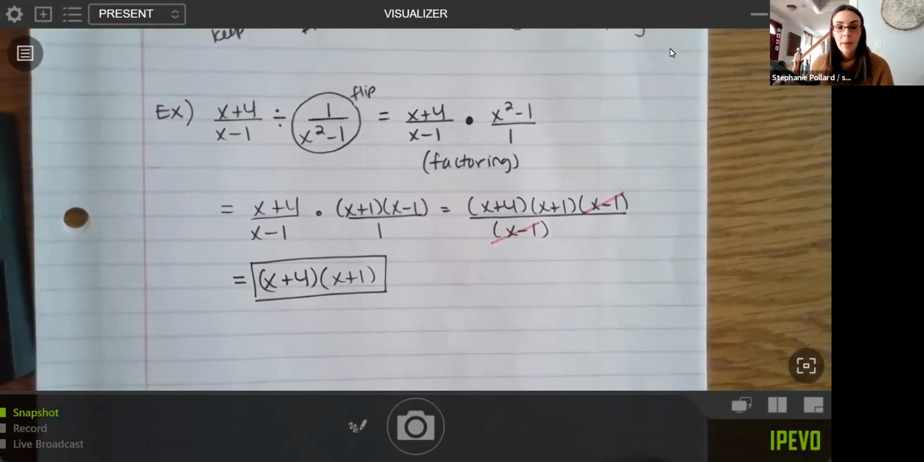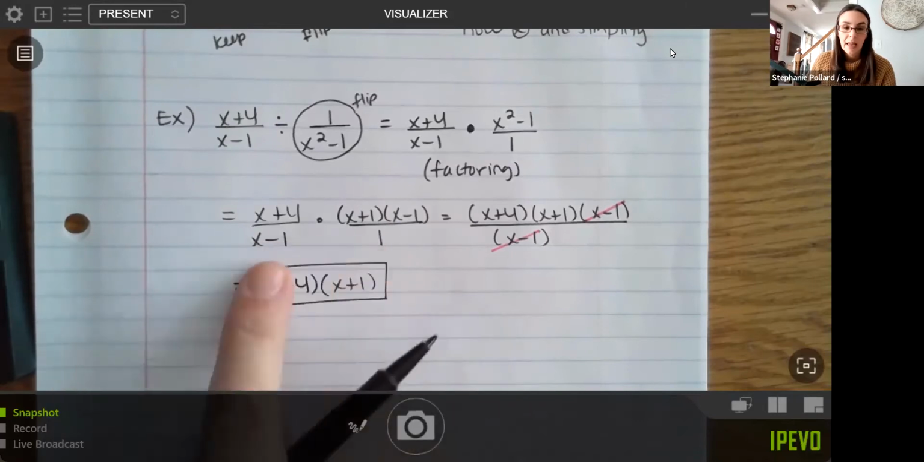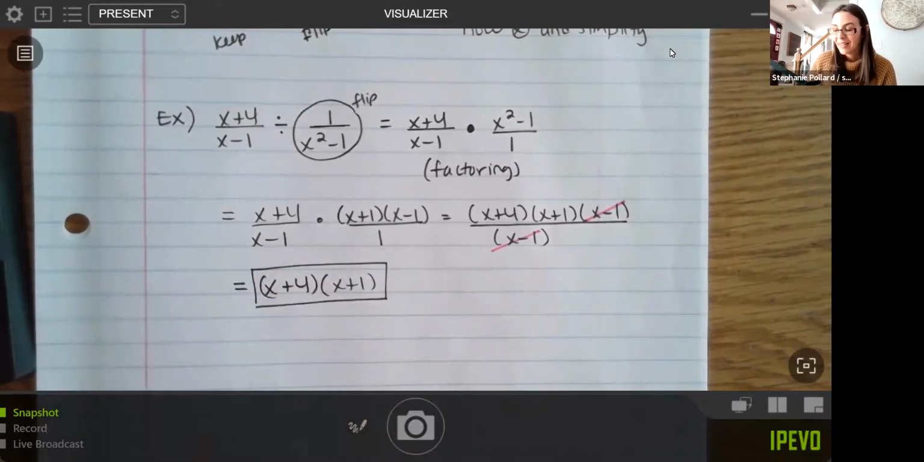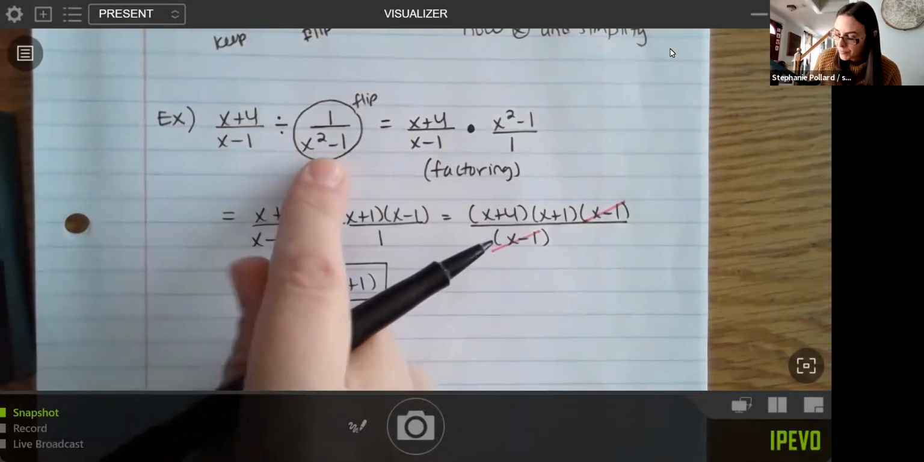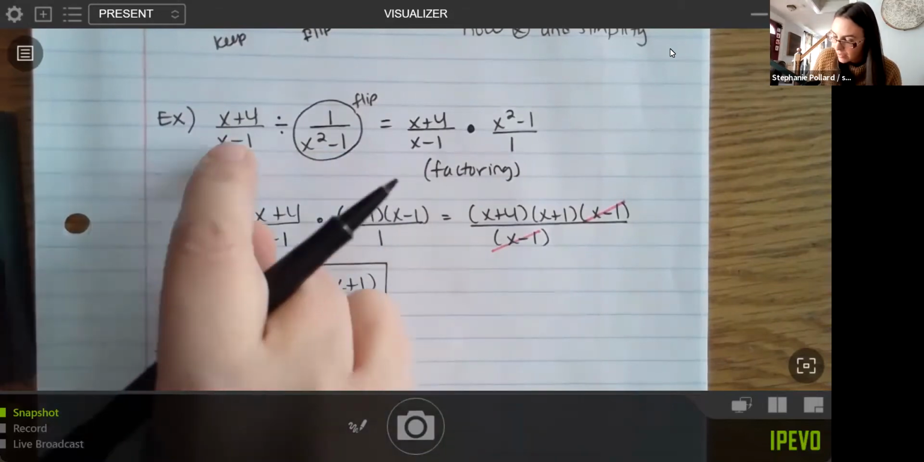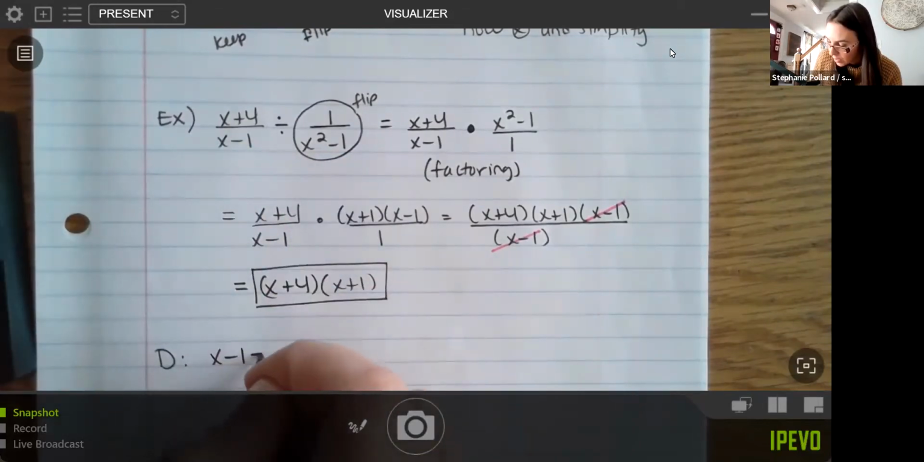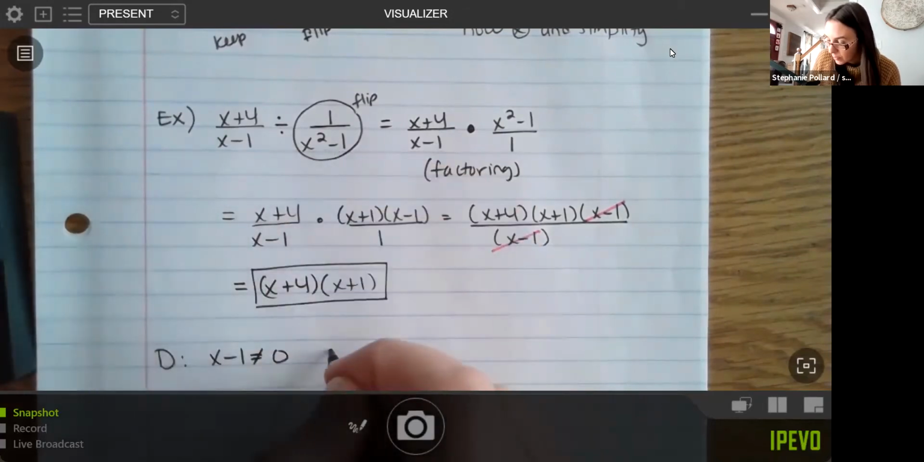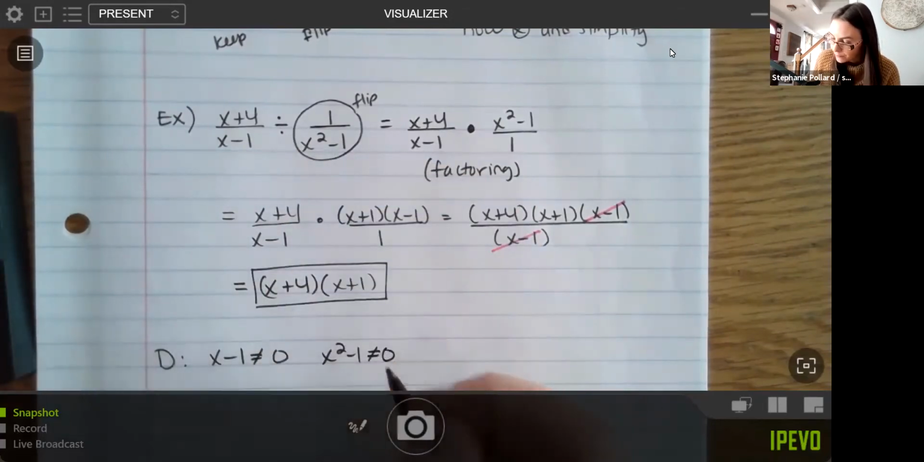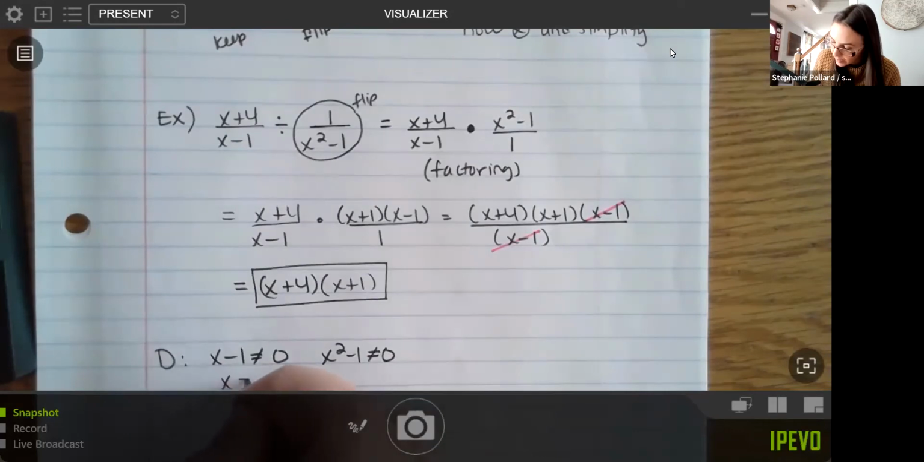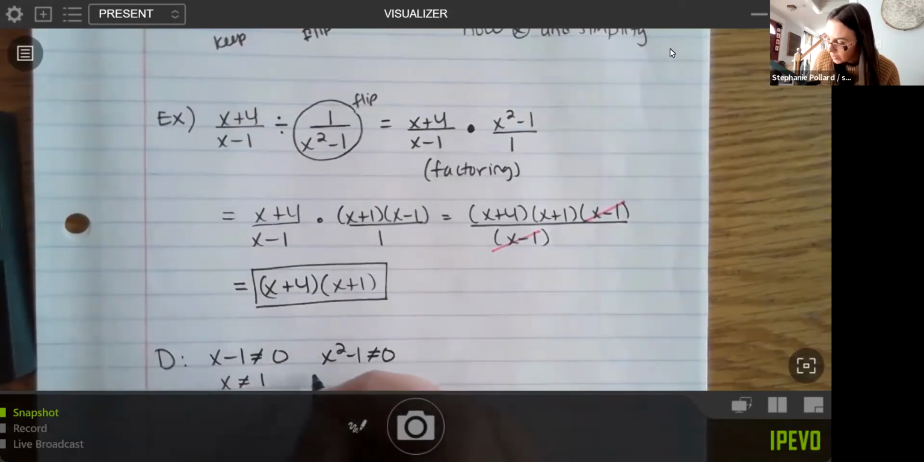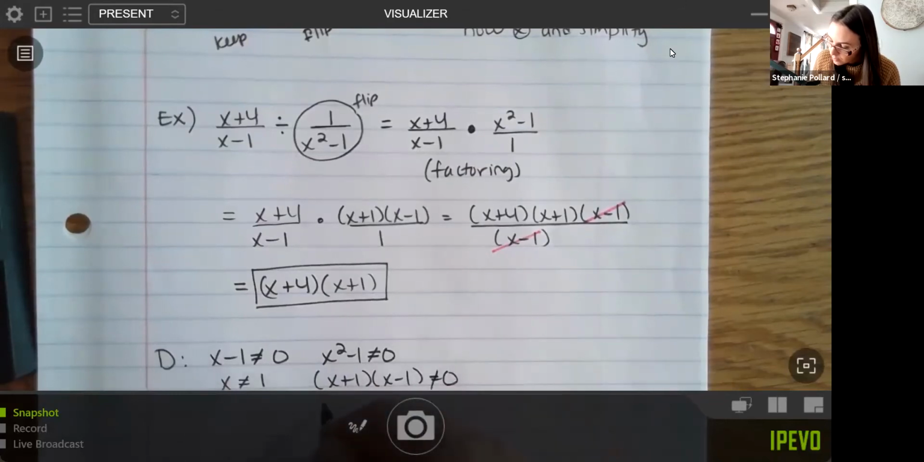All right, let's talk about our domain here. Now, I don't see any domain issues in my answer, but I definitely had fractions right at the beginning. So I do need to make sure that my first denominator is not equal to 0, and my second denominator is not equal to 0 as well. So here I need to exclude x equals 1. And then here we saw that this factored into x plus 1, x minus 1. So we're excluding -1 and +1.